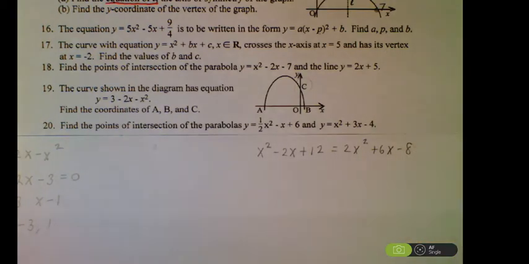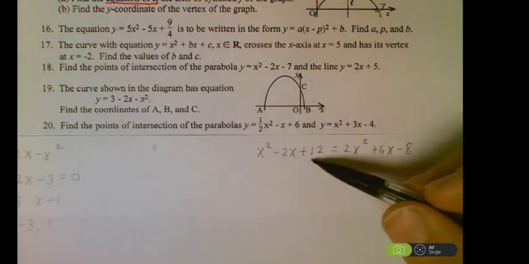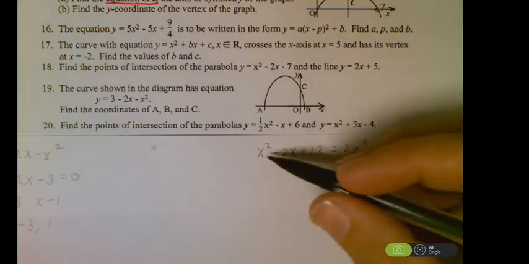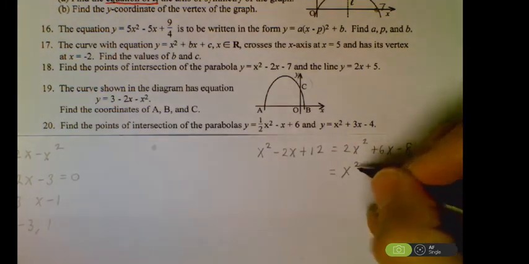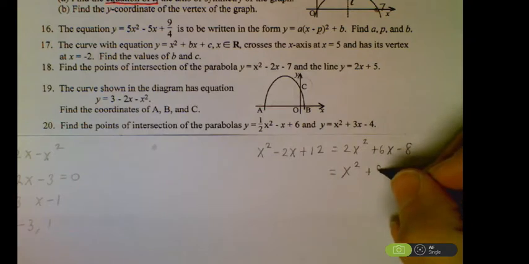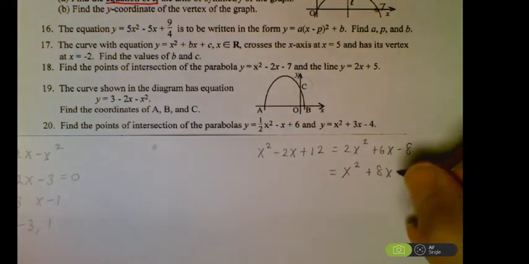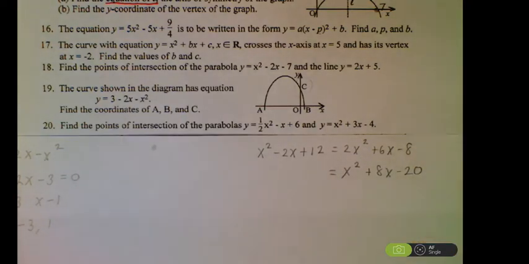So that's much friendlier to deal with, so I'm going to subtract everything over to the right. So if I subtract x squared, that is now 1x squared. Add the 2x, you now have 8x. Subtract the 12, you now have -20. And from here, just like the others, that would be a pretty simple solve. I would just factor that and get my solutions that way.